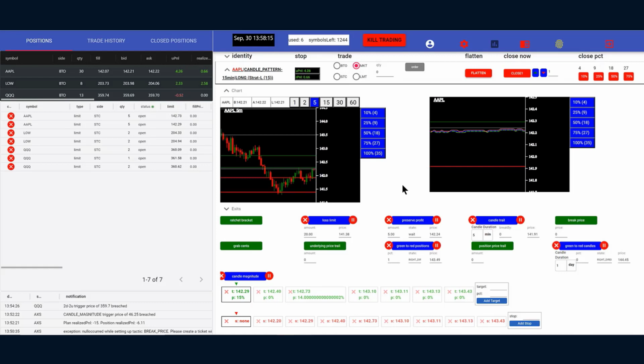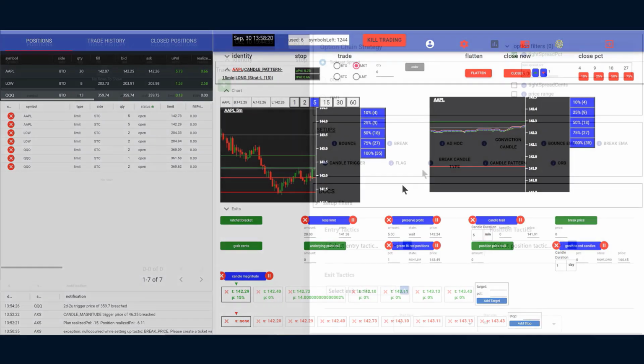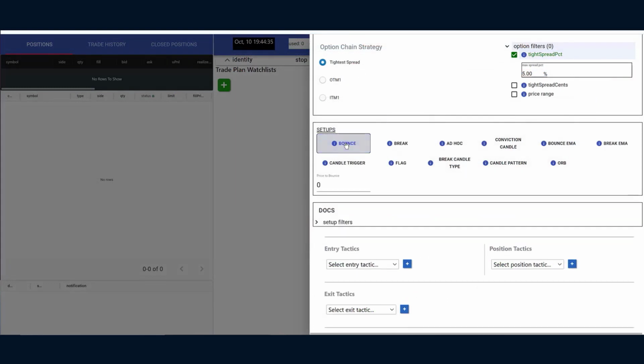We'll begin with setups. The current list of setups includes a wide variety of strategies. Some are simple, like break and bounce, which can be used to simply enter a trade if a given price is reached. Break expects the price to continue in the same direction, while bounce is looking for a reversal at that price.